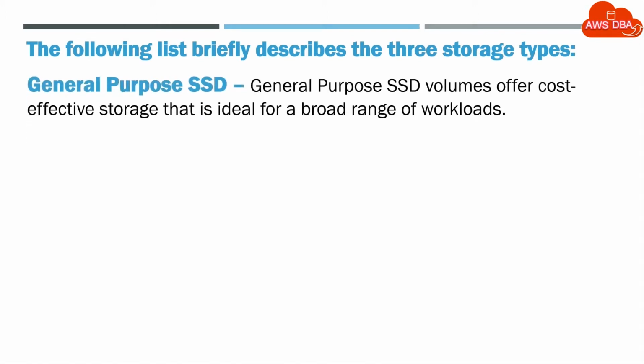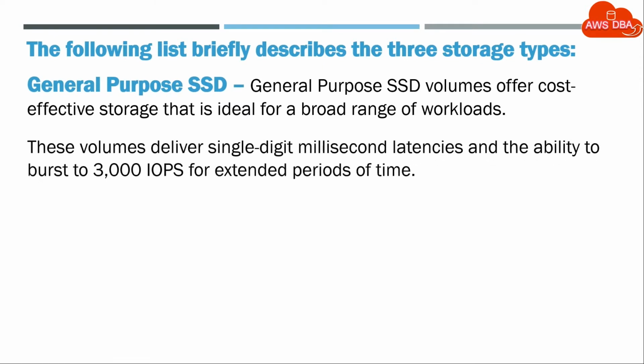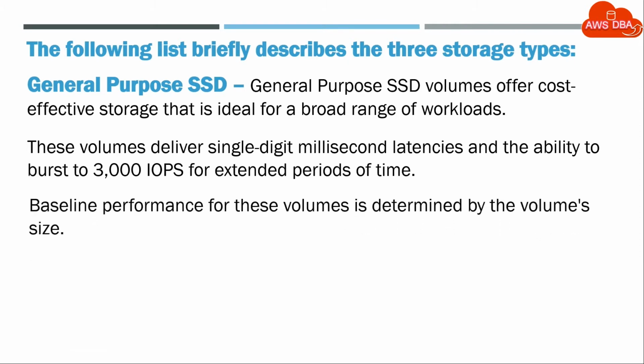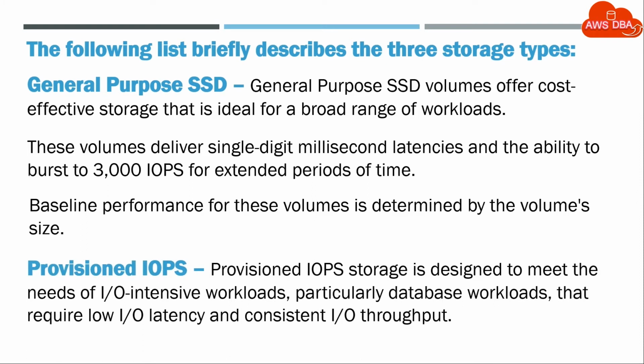General Purpose SSD. General Purpose SSD volumes offer cost-effective storage that is ideal for a broad range of workloads. These volumes deliver single-digit millisecond latencies and the ability to burst to 3000 IOPS for extended periods of time. Baseline performance for these volumes is determined by the volume's size. Provisioned IOPS. Provisioned IOPS storage is designed to meet the needs of IO-intensive workloads, particularly database workloads, that require low IO latency and consistent IO throughput.